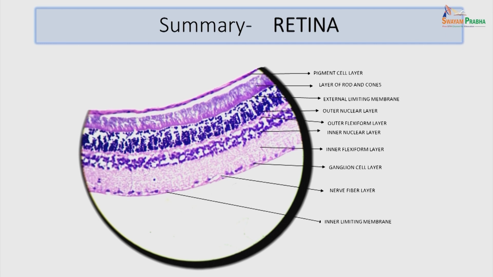We have seen the microscopic anatomy of retina. Now I am going to summarize the important points. This is the microscopic appearance of retina. We can see all the layers of the retina here, starting from the pigmented epithelium, which is close to the choroid. The next layer is the layer of rods and cones, external limiting membrane, outer nuclear layer, outer plexiform layer, inner nuclear layer, inner plexiform layer, ganglionic cell layer, nerve fiber layer and the inner limiting membrane.